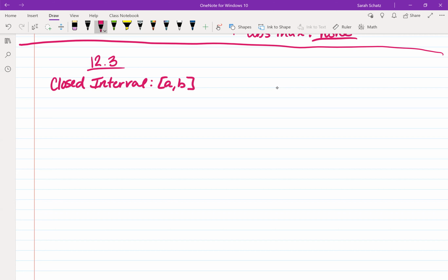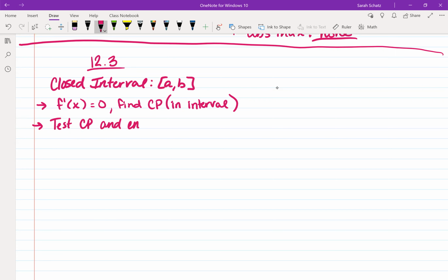If your endpoints are included, just think to yourself, if my endpoints are included, I have to test them. So what do I do on a closed interval? Well, I find the first derivative and I set it equal to 0 to find critical points in my interval. Remember, in 12.3, any critical point that's not within those numbers given, you don't have to do anything with. So I find my critical points that are in my interval. I test those critical points and the endpoints. Where do I test them? I test them in the original function, just f of x. That's the biggest thing on the closed interval, and it's the only type of problem where we test in the original function.